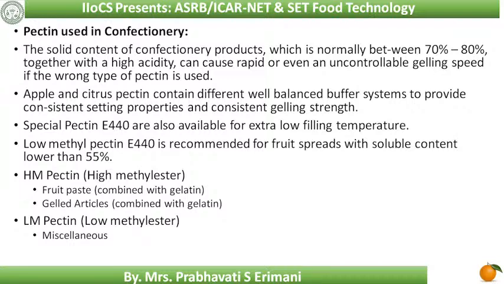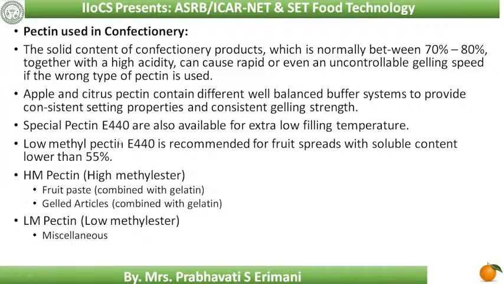Pectin used in confectionery. The solid content of confectionery products, which is normally between 70% and 80%, together with the high acidity, can cause rapid or even uncontrollable gelling speed if the wrong type of pectin is used. Apple and citrus pectin contain different well balanced buffer systems to provide consistent setting properties and consistent gelling strength.